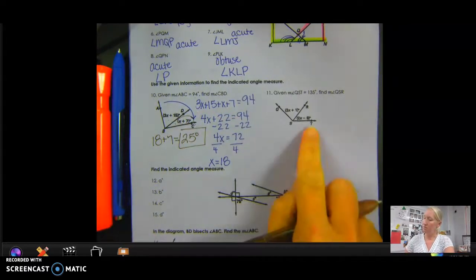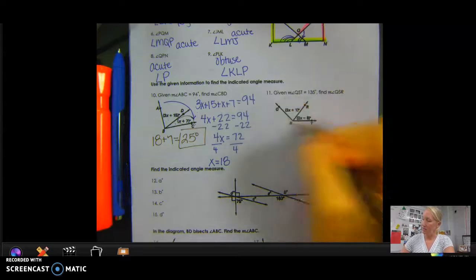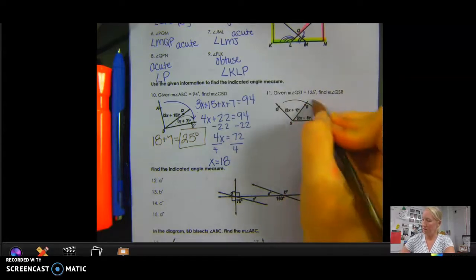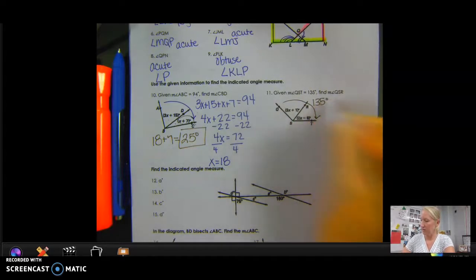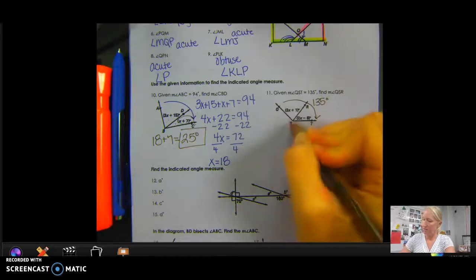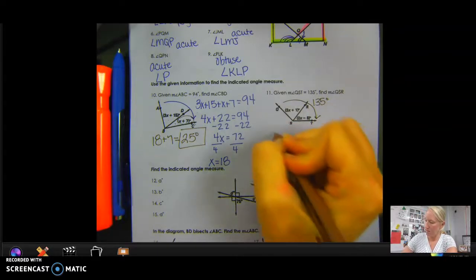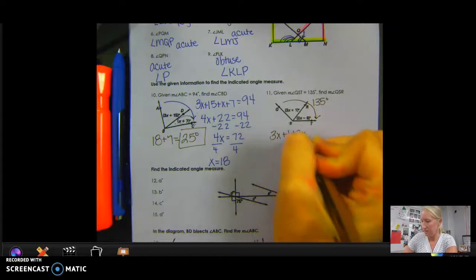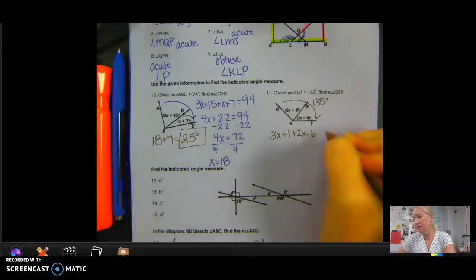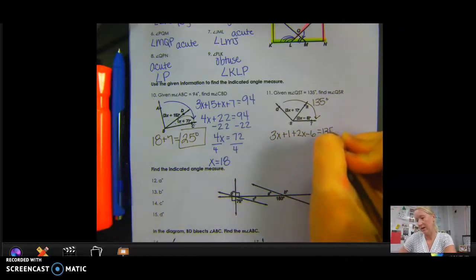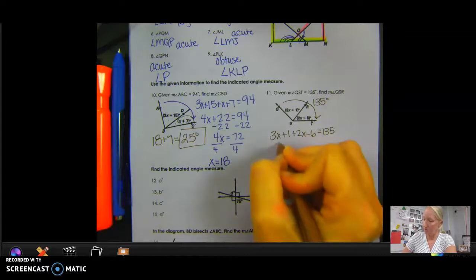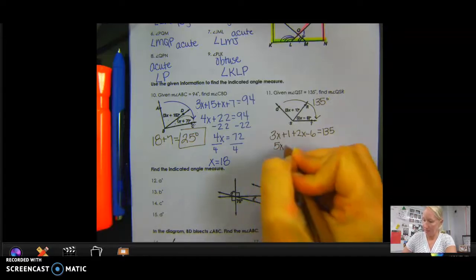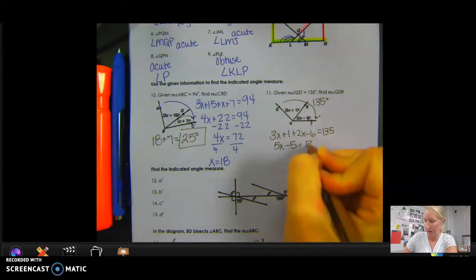All right, similar process now. Q to S to T. This whole angle is 135 degrees. Okay. They want me to find Q to S to R, so this angle right here. So angle addition, 3x plus 1 plus 2x minus 6. I think I'm reading all those numbers correctly. Equals 135. Combine like terms, same side. So I have 5x's minus 5 equals 135.